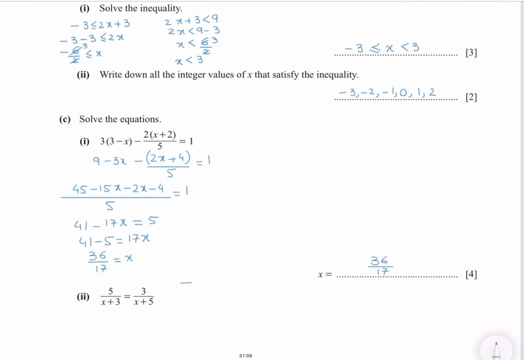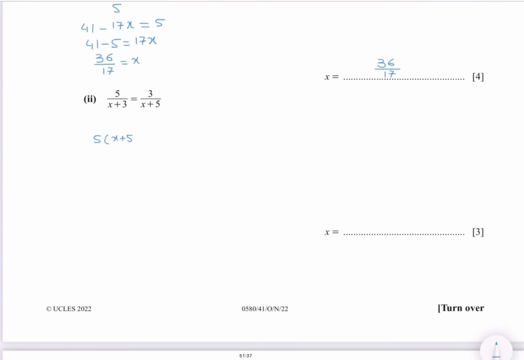So x is equal to 36 over 17. Second part, 5 over x plus 3 equals 3 over x plus 5. So cross multiply. So x is equal to minus 8.